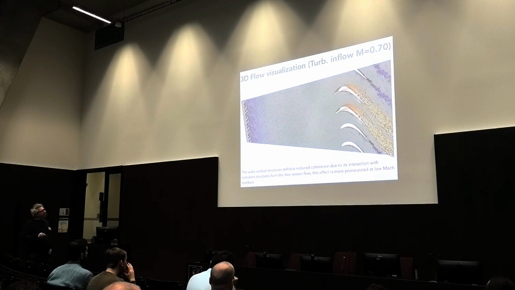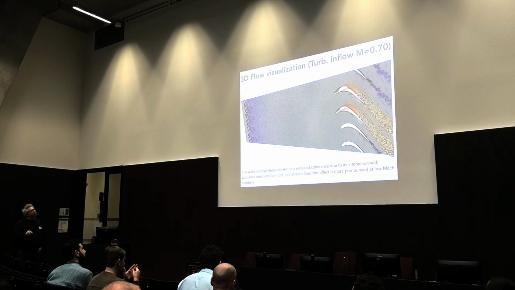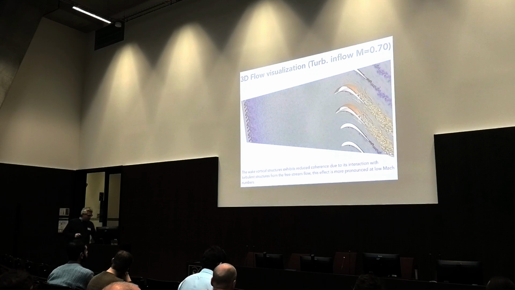You can already see that the wake here is much less coherent than in the clean inflow case. So the wake vortical structure exhibits reduced coherence due to the interaction with the turbulent structure. So you see that here in the passage channel you have some turbulent structure. And this effect is more pronounced at lower Mach number. So here we are considering Mach equal to 0.7.